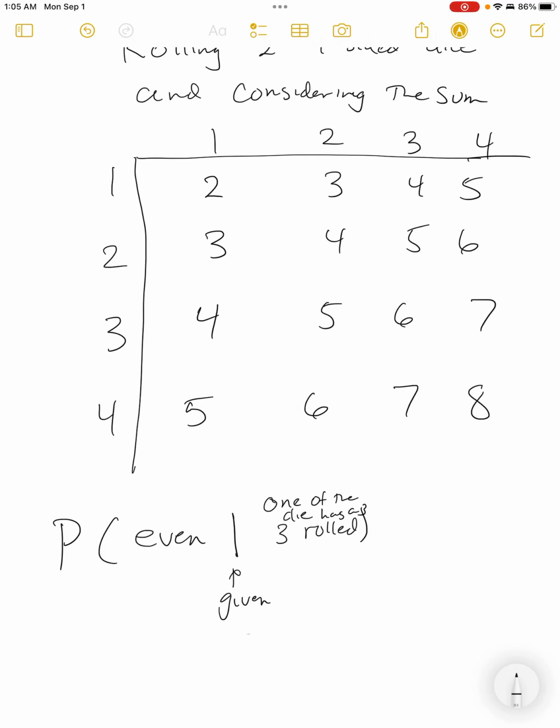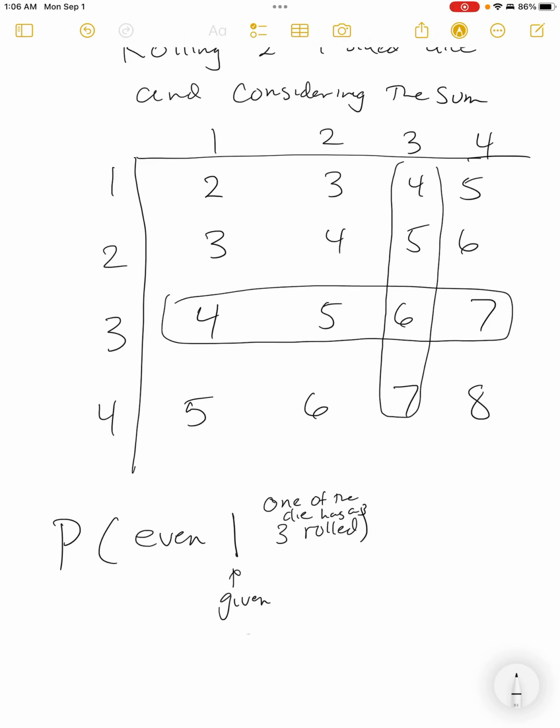Okay, so we want to know if it's even. So one of the dice having a 3 is isolated between this column and this row. We know that a 3 has been rolled. So it could be either one of these. We didn't say which die it was, so we have to consider both of them. And we want to know what's the probability that the outcome is even.